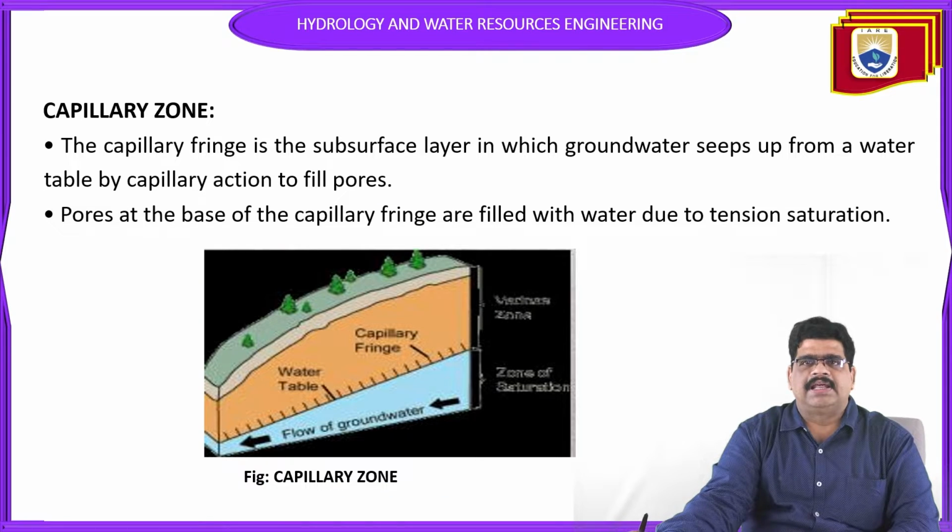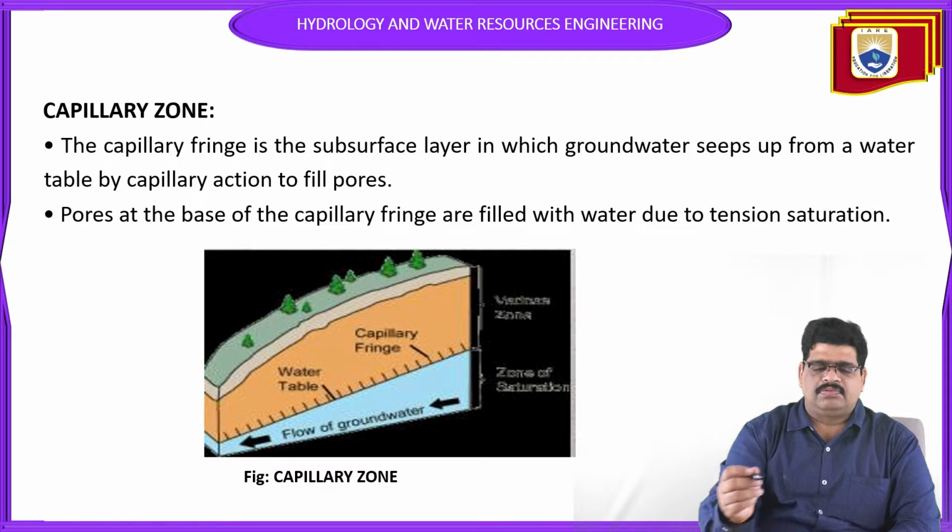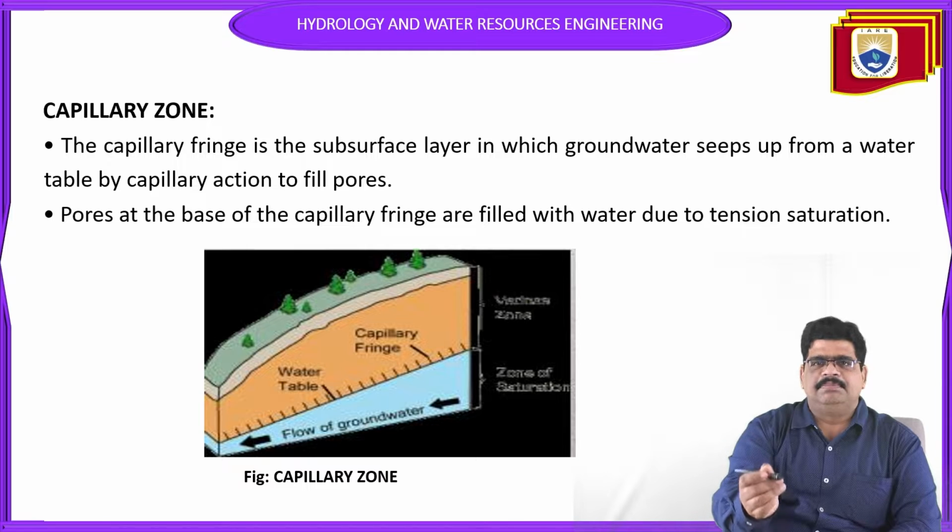Next, the capillary zone. In this capillary zone, the capillary fringe is a layer where the groundwater seeps up from the water table by capillary action to fill the pores. The pores of the capillary fringe are saturated due to tension. What is the meaning of that?